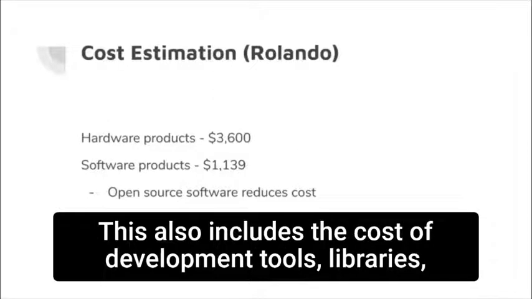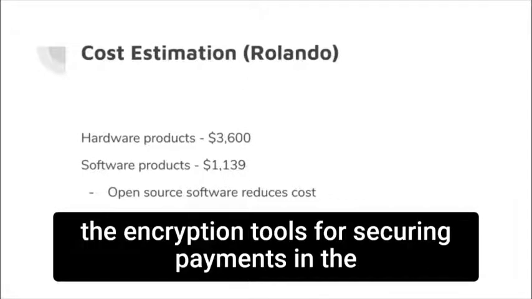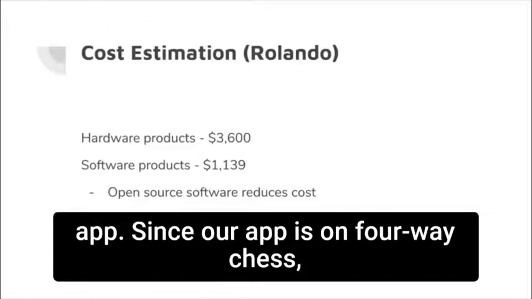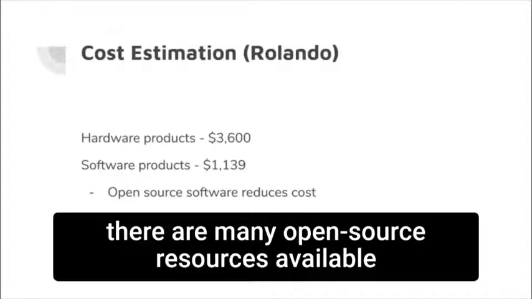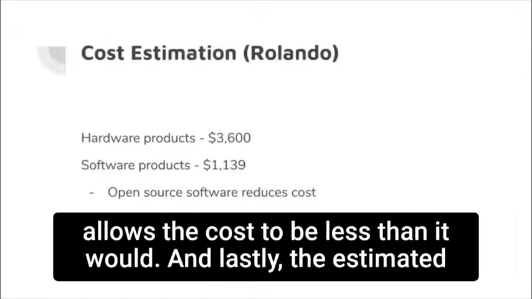This also includes the cost of development tools, libraries, licensed software, and data encryption tools for securing payments made in the app. Since our app is on four-way chess, there are many open source resources available that we can use to implement our game, and therefore this allows the cost to be less than it would be.